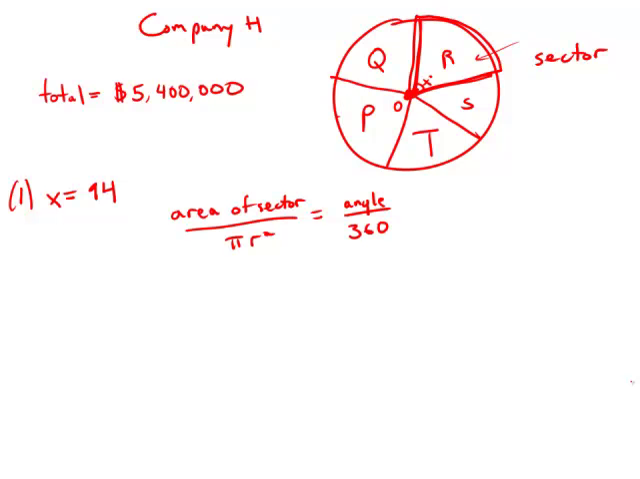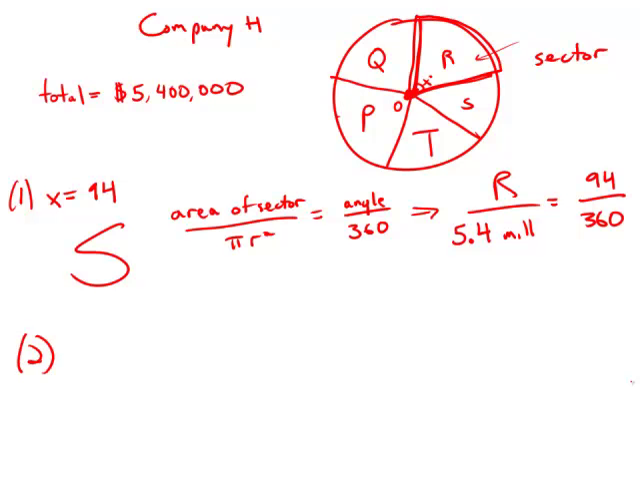Well, here, the area of the sector is R. The area of the total circle, that's the total cost, which is 5.4 million. The angle is 94 degrees over 360 degrees, and we could solve this proportion for R. I'm not going to go through all the work of actually finding the solution because we don't have to do that on data sufficiency. All we have to know right now is, yes, we now have an equation. We could find a numerical value for R. So statement number 1 is sufficient.